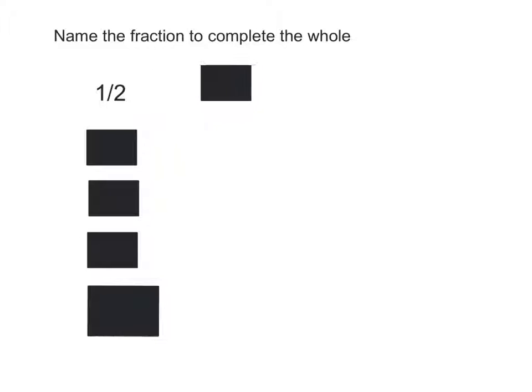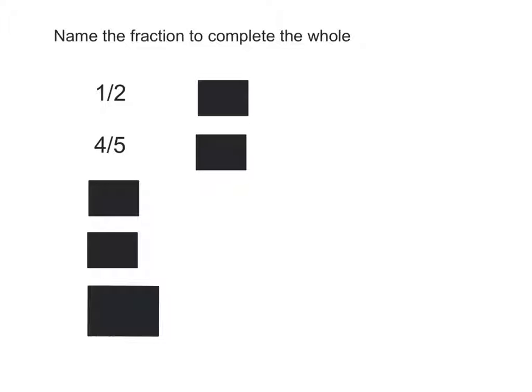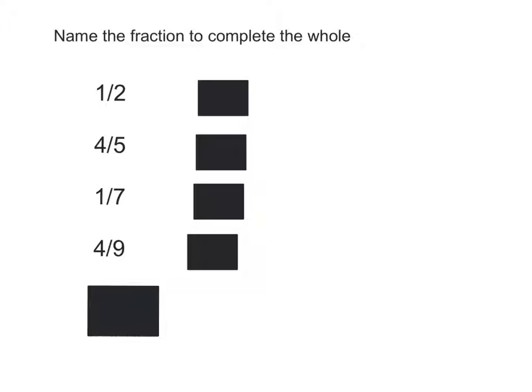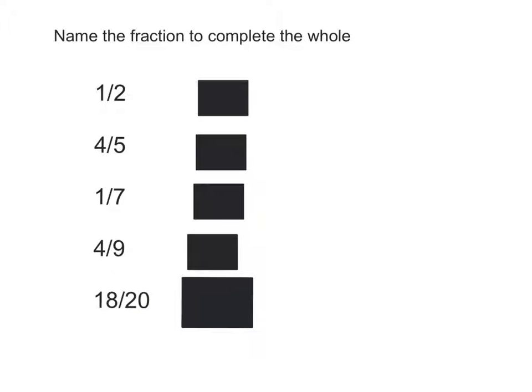So for example, if I have 1/2, what would it take to complete the whole? 1/2. Good. If I have 4/5, what would it take to complete the whole? 1/5. Good. If I have 1/7, what would it take to complete the whole? 6/7. You got it. What about if I have 4/9? 5/9. Good. What if I have 18/20? 2/20, which can be simplified to 1/10. Good. So this one's called taking from the whole.